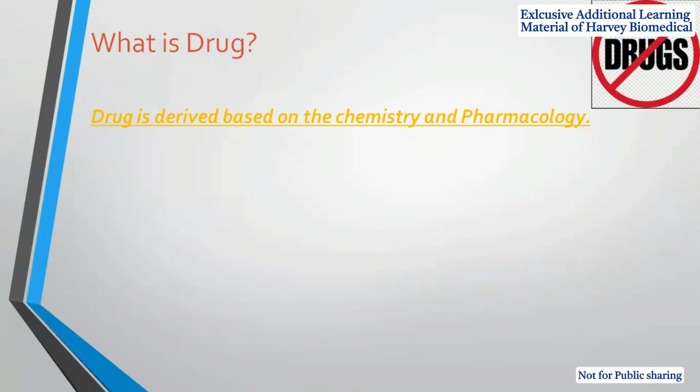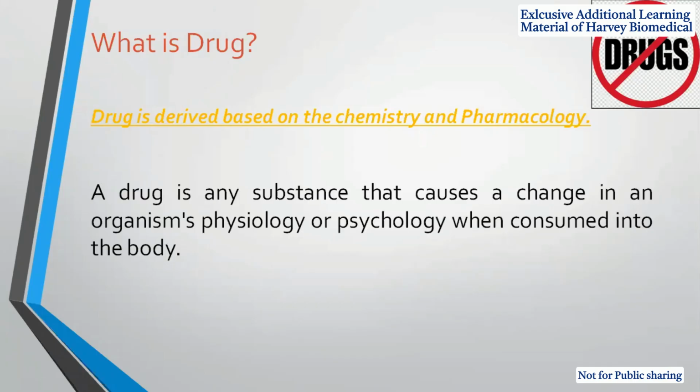A drug is derived based on chemistry and pharmacology. It means we make it through synthesis. A drug is any substance that causes a change in an organism's physiology or psychology when consumed into the body. Whenever a chemically synthesized drug goes into the body, it has an impact on the organism, physically and psychologically. This is what they call a drug.